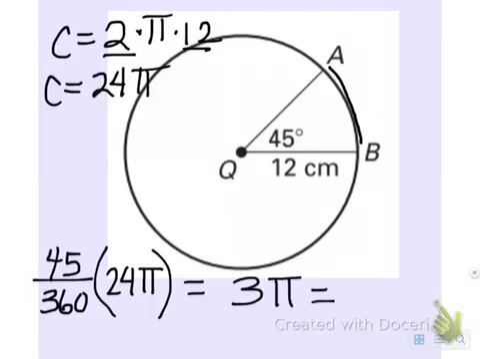And if I want the estimated answer, all I have to do is hit the SD button. That gives me 9.424, which would round to 9.42. And that's how you find the arc length. You just use the circumference formula and multiply by the part of the circle that you're concerned with.